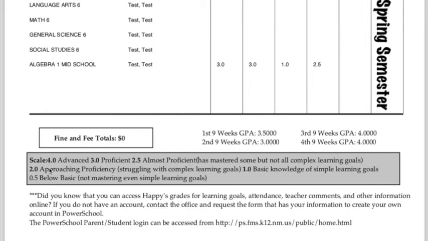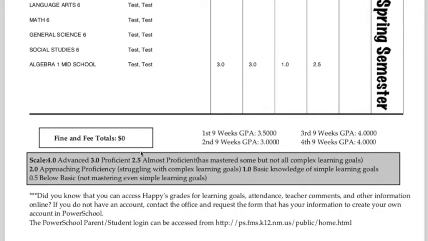1.0 means they have a basic knowledge of simple goals, but they do not have all of the knowledge they need for all of their simple goals. And 0.5 and 0 means they're below basic and they need extra support. If you'll also note, there is a fines and fees total this year. That way you can track any fines or fees that your students incur throughout the year. If you see an amount there, please contact the office for more information.